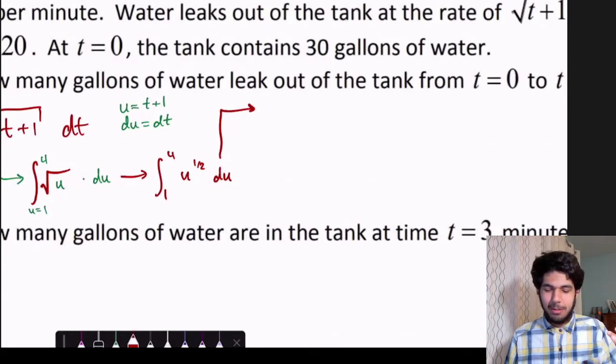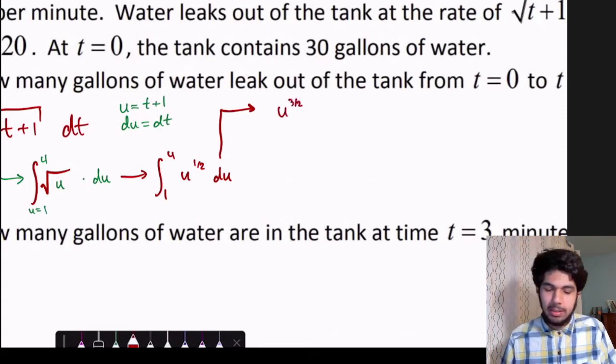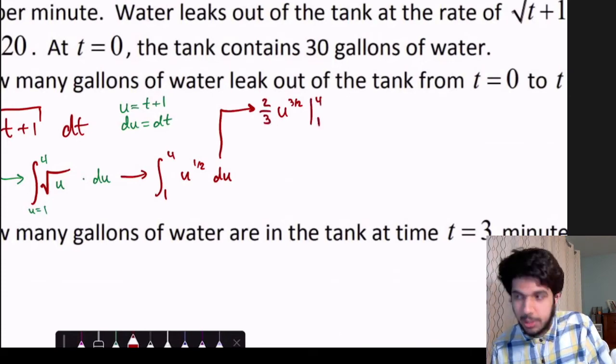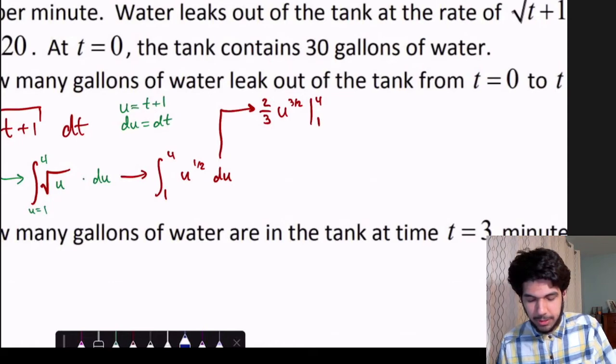So power rule will raise the power by 1. So that'll be u to the 3/2 power. And then divide by that new power, so dividing by 3/2 is the same thing as multiplying by 2/3. So this would be 2/3, and we'll evaluate it from 4 down to 1. And now we'll just plug it in, use the fundamental theorem of calculus.